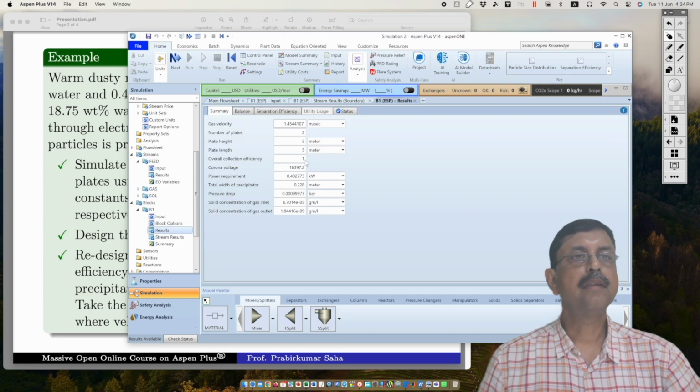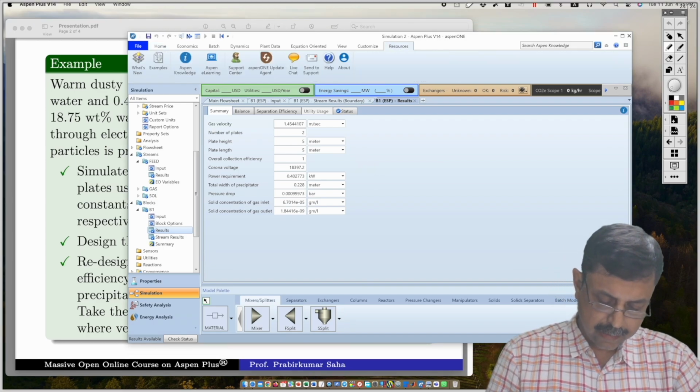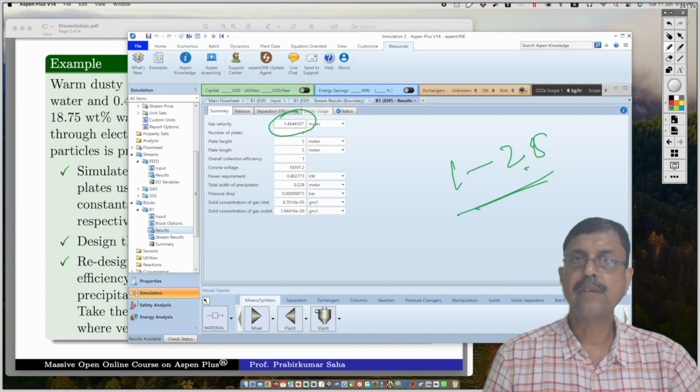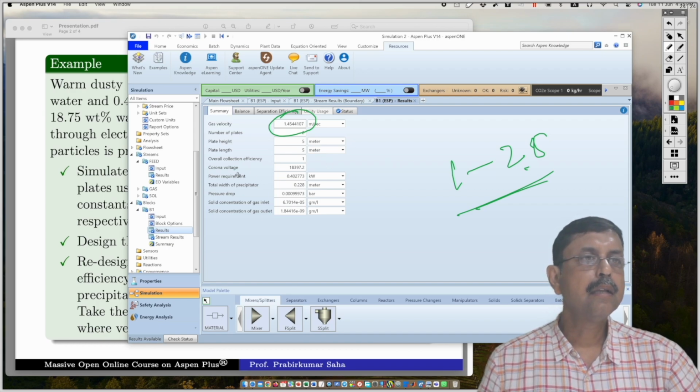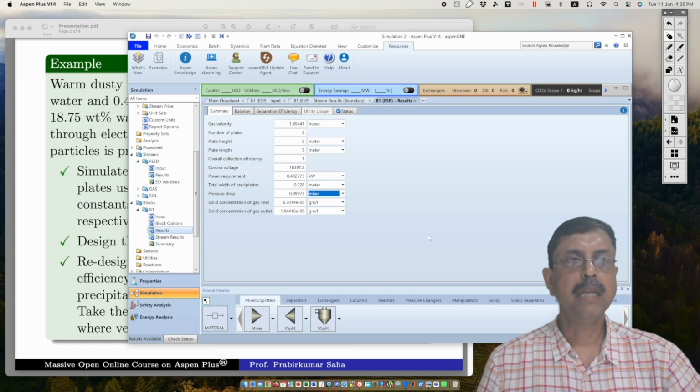The separation efficiency is 1 only, because the gas stream has negligible amount of solid component. And the gas velocity is 1.45 meter per second, so it is within 1 to 2.5 that is required. And power requirement is 0.4 kilowatt. The total width of the precipitator is 0.228, and pressure drop in millibar is very small, only 1 millibar pressure drop.